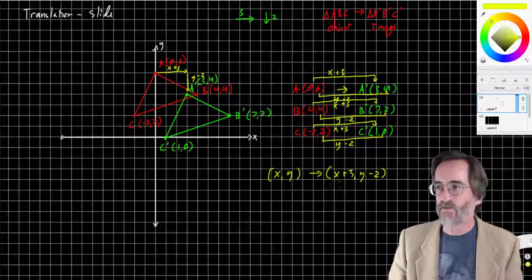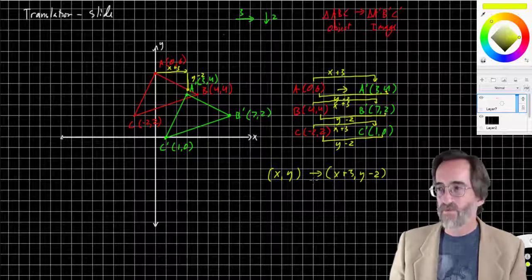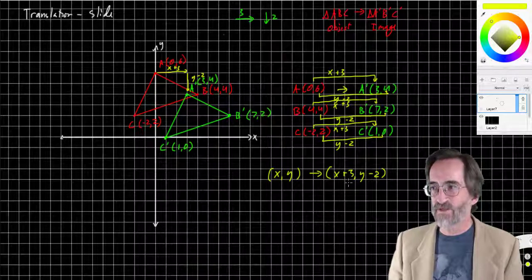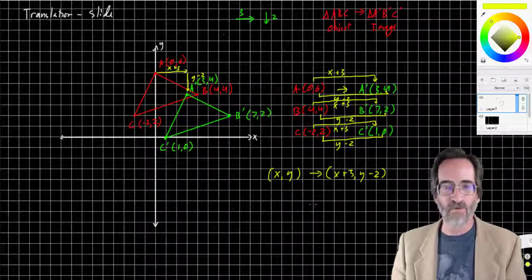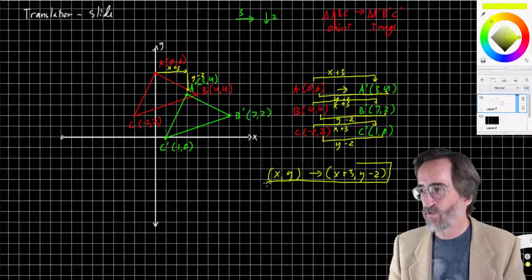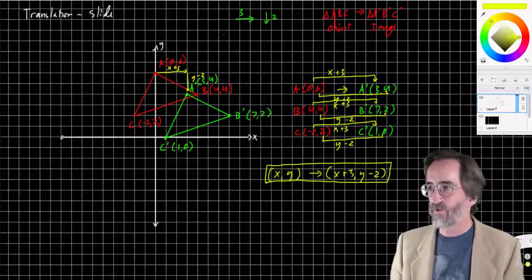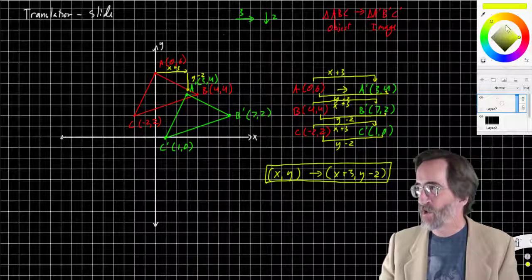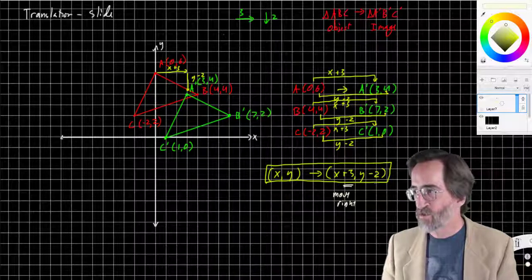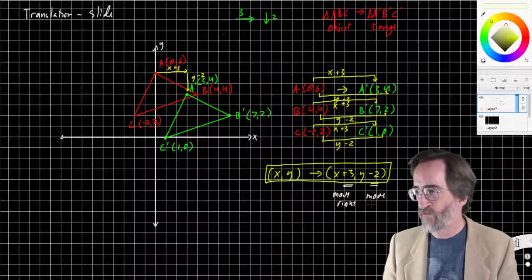That gives us a rule that we can use to translate, to slide something 3 to the right and 2 down. We add 3 to the x-coordinates, we subtract 2 from the y-coordinates, and it moves down. So this is the notation we use for a translation, and you're going to want to be familiar with this. If we add to the x, we move to the right that many spaces. If we subtract from the y, we move down, because y goes up and down.